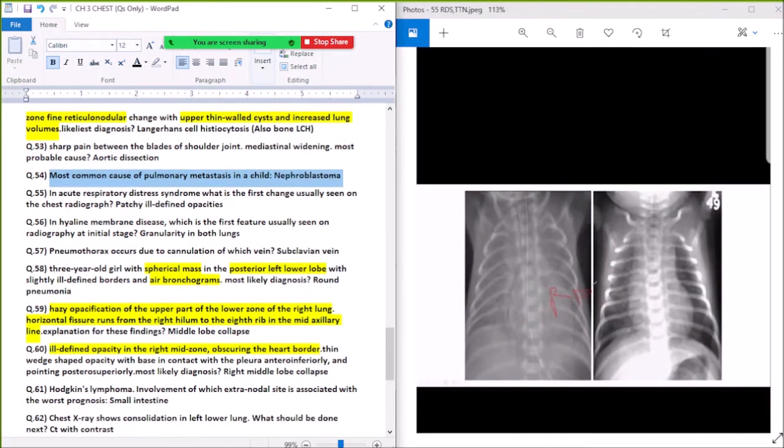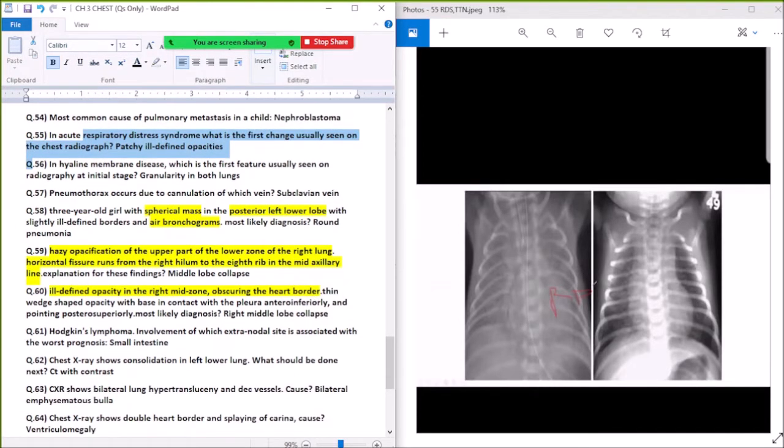The most common cause of pulmonary metastasis in childhood is nephroblastoma. In acute respiratory distress syndrome, what is the first change usually seen on a radiograph? Patchy ill-defined opacity. In hyaline membrane disease, what is the first feature usually seen on a radiograph in the initial stage? Granularity in both lungs.